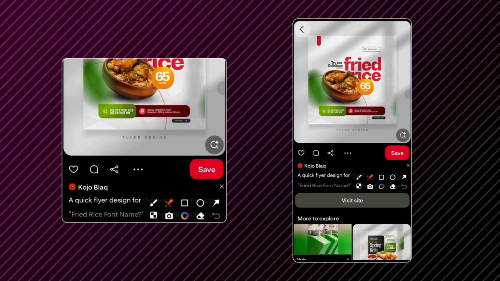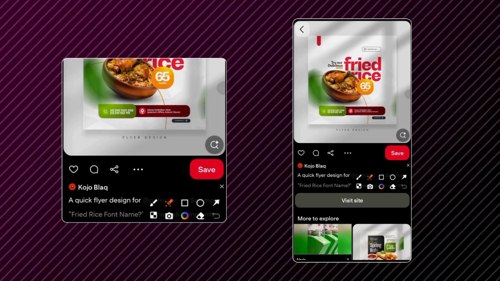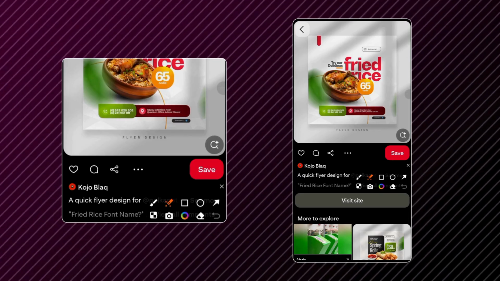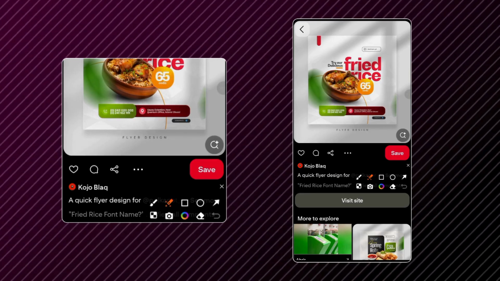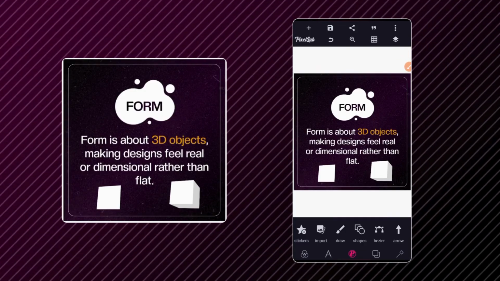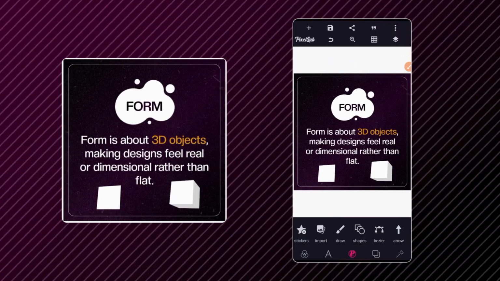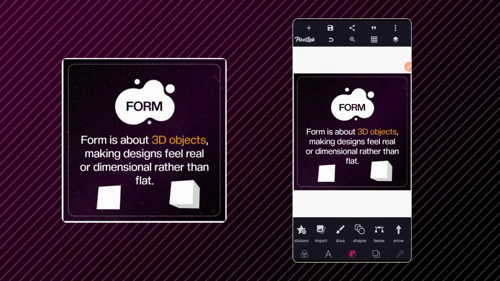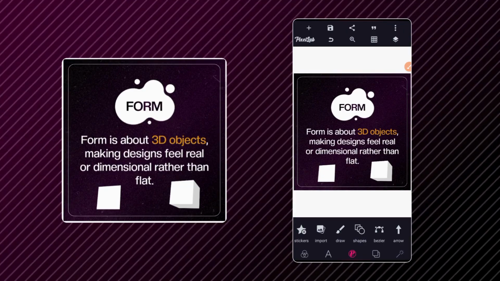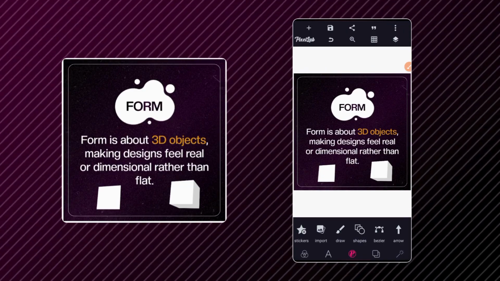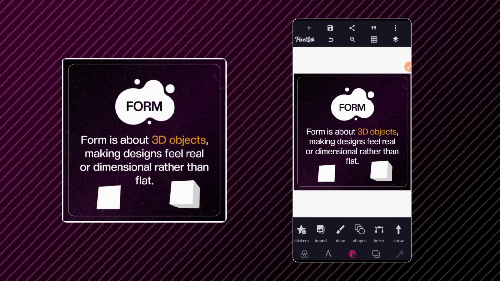That brings us to form. I'm not referring to form as in forming, but form as an element of graphic design. Keeping form really simple, form is about 3D objects, making design feel real and dimensional rather than flat. So making your design feel more realistic, that is the form that we need. And to achieve that type of form, you need 3D. You need to implement 3D type of ideas in your designs to get a more realistic view.